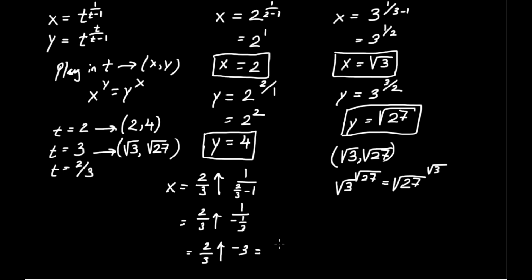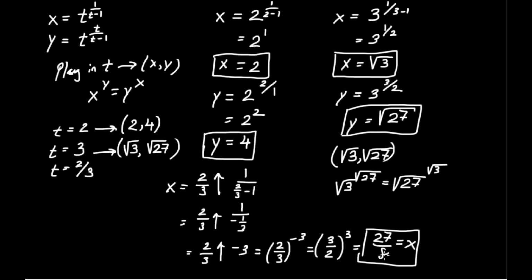And I could just convert that to our ordinary notation. 2/3 to the minus 3 power. Now, of course, that negative exponent means that I could just flip this thing here and get rid of the negative. And what's 3 squared? That's 27. And what's 2 to the third? That's 8. So that means x is going to be equal to 27 over 8 for that t value.